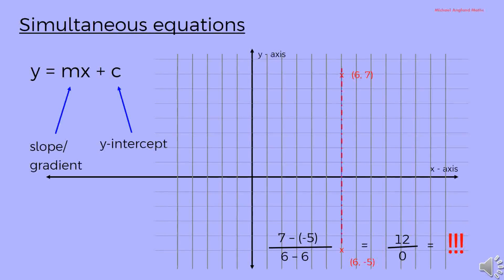Now, as a line gets steeper and steeper, the gradient increases. So for y equals mx plus c, m gets bigger, 2, 4, 10, 20, as the line gets very steep. As the line gets negatively steeper, the gradient increases negatively, minus 2, minus 4, minus 10, minus 20, and so on, until ultimately we reach a vertical line.